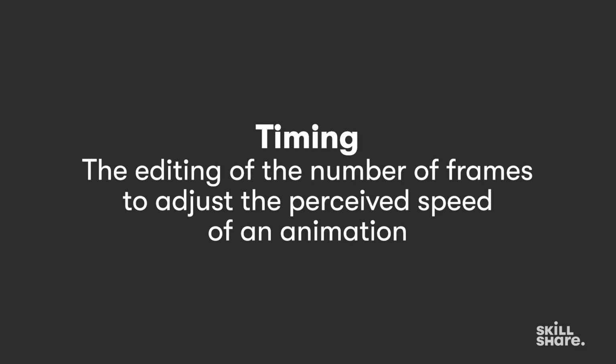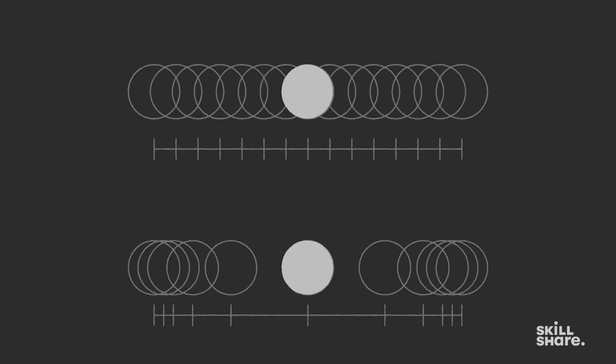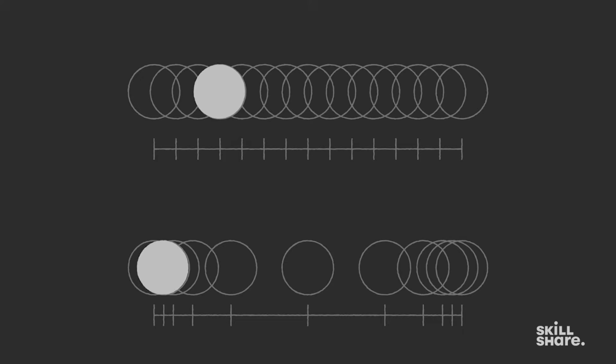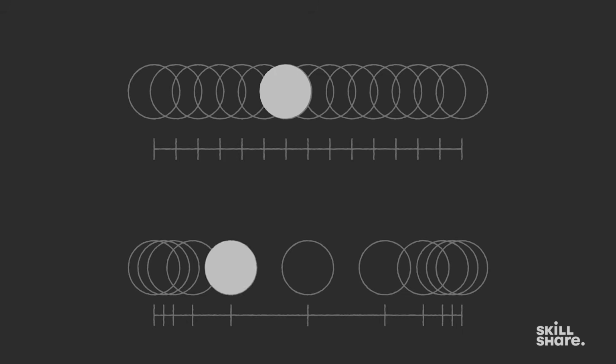The sixth principle is timing. This is a technical one. Timing refers to the number of drawings or frames for a given action, which translates to the speed of the action itself. By adjusting the timing of a scene, animators can make that scene look either slower and smoother with more frames, or faster and crispier with fewer frames.